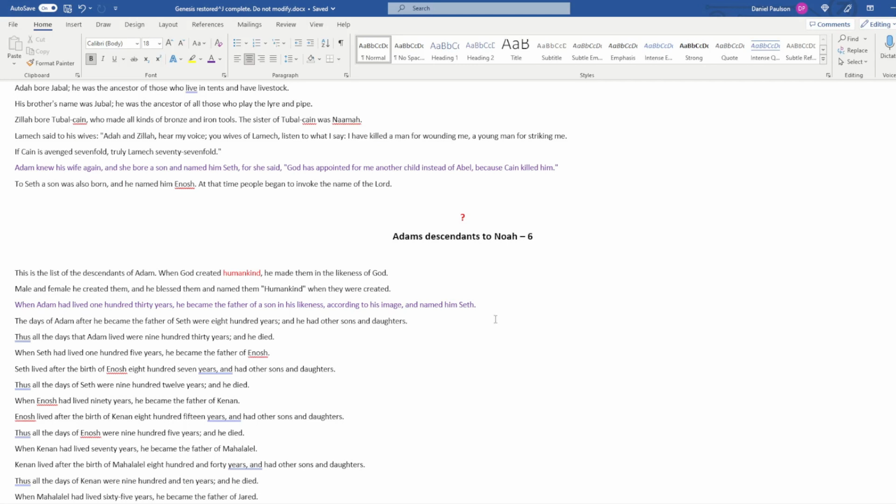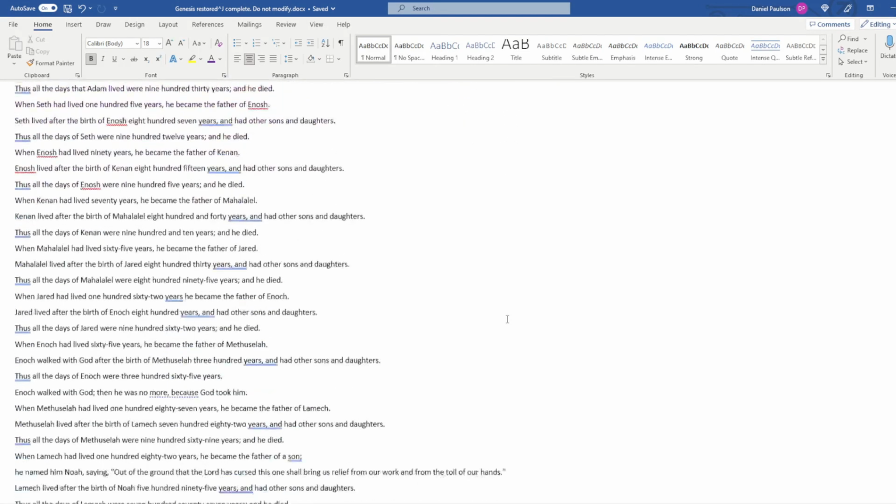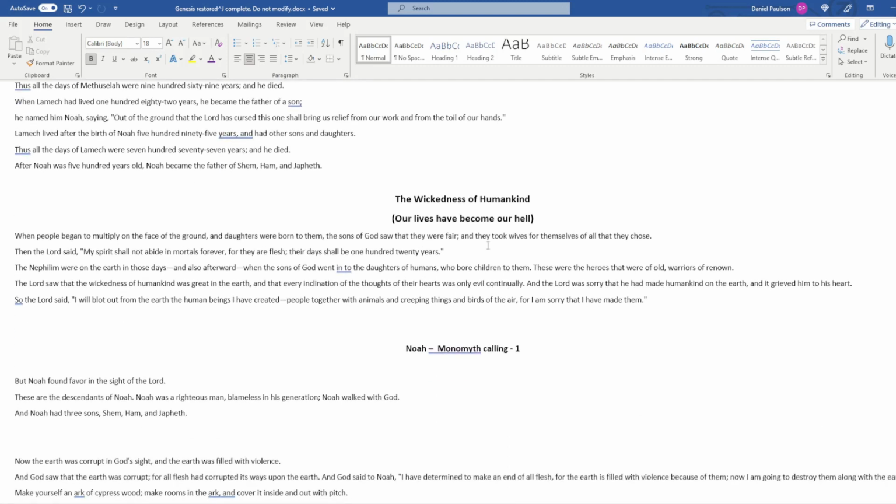When we get down here, there's Adam's descendants to Noah, a lineage that comes in that suddenly just makes me go, I don't know what this is. I don't recognize it from elsewhere. At the end of it is where it starts the wickedness of humankind. Our lives have become our hell. We're getting to a point where we're getting ready to want to go back in. We've woken up and said, oh my God, what can I do about my life?